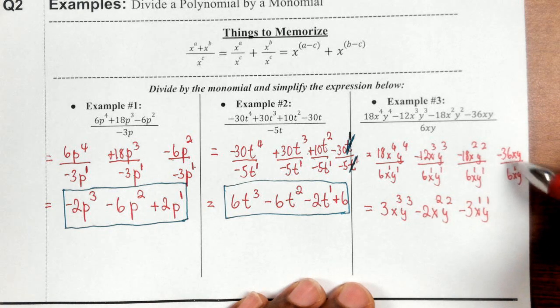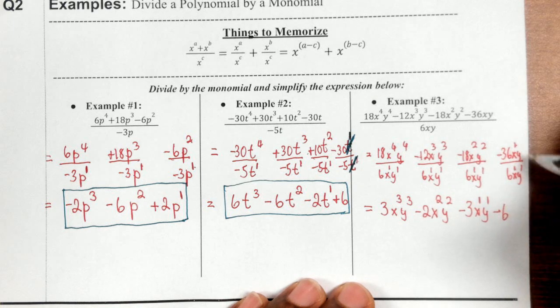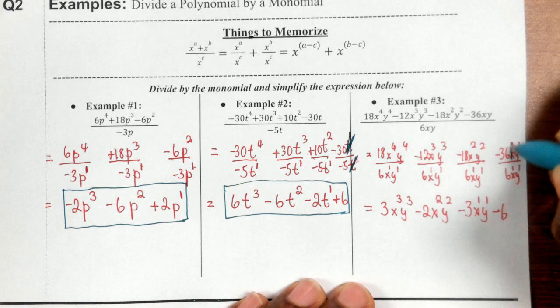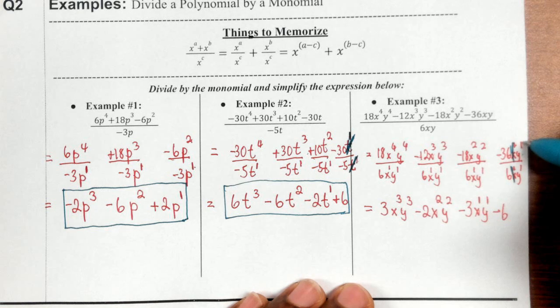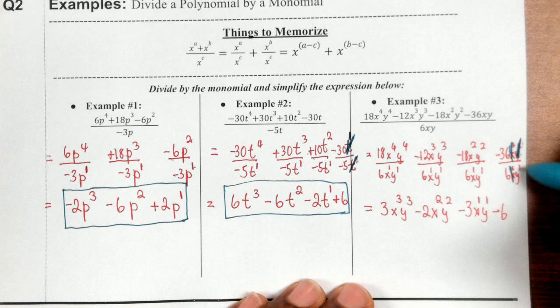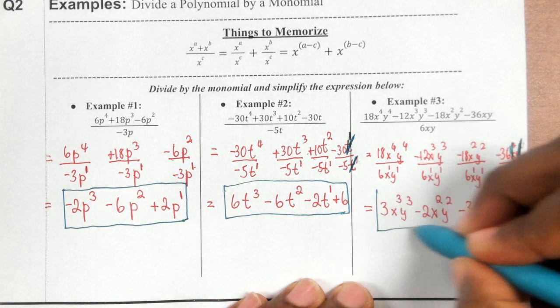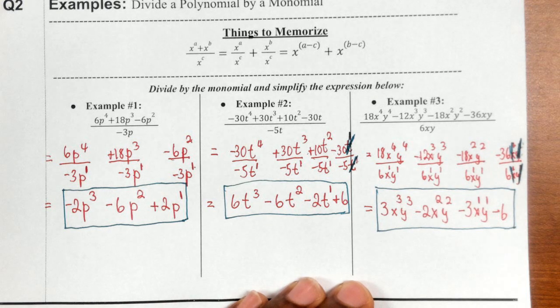Negative 36 divided by positive 6 is negative 6. I have 1 x up here, 1 down here, but if I take them away, I have none remaining, so the x's cancel each other out. Here I have 1 y at the top, 1 at the bottom. If I take them away, they cancel each other out. And this would be my result. So if you follow exactly as I did, you will get it correct.